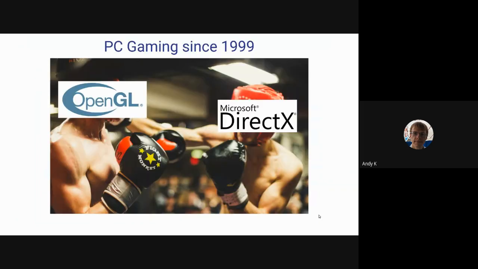So since 1999, we've had these two APIs pretty much fighting it out on the PC, although OpenGL is more common for productivity applications, such as computer-aided design, i.e. CAD, and modeling software, showing simulations and suchlike.